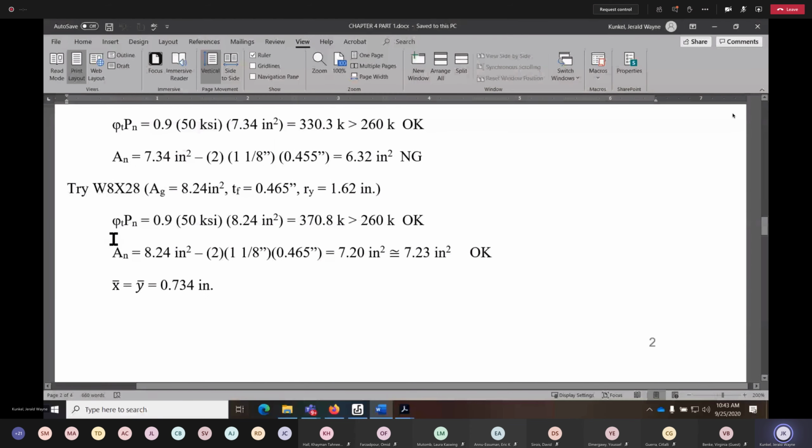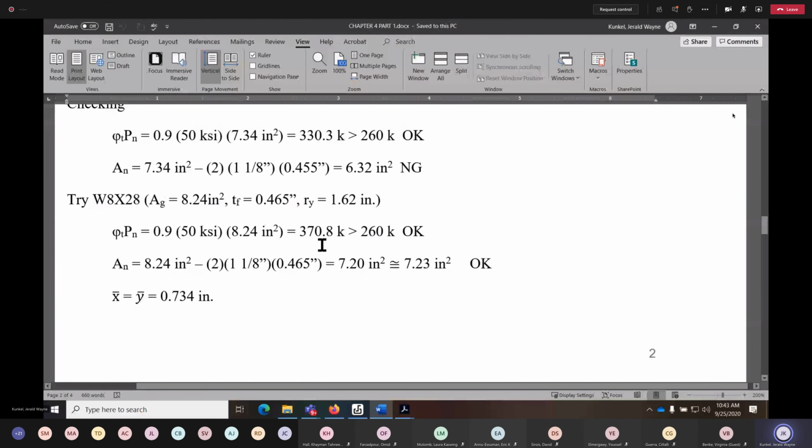And here's the check. First of all, based on the nominal strength of the member on the gross area, that's kind of a stupid calculation. We know it's going to work for that. The net area now is 8.24 minus 2 of the holes times the thickness of the flange. We get 7.20 square inches, which is pretty close to the 7.23 that we need. So let's call it good, all right? We're building a building, not a watch. So we'll say we're close enough.